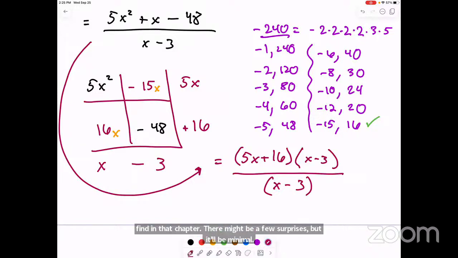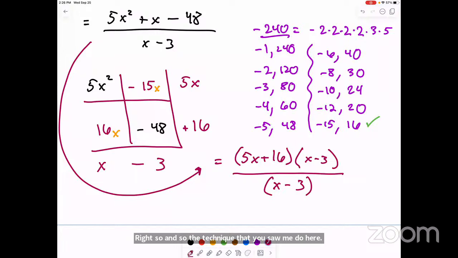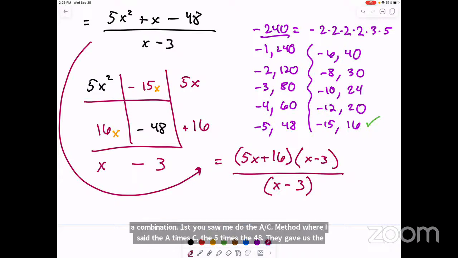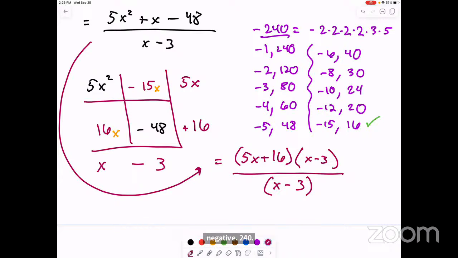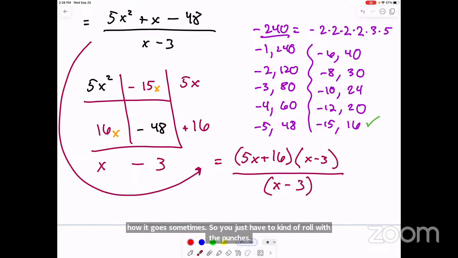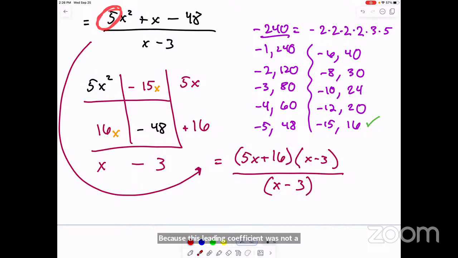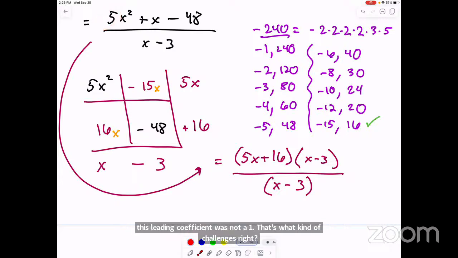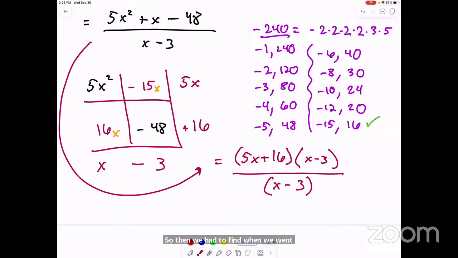So the technique that you saw me do here is a combination. First, you saw me do the AC method, where I said the A times the C, the 5 times the 48, that gave us the -240. I know it was a large number, but that's how it goes sometimes. You just have to roll with the punches. Because this leading coefficient was not a 1, that made it a little challenging. So we went through all the factors of 240, and we stopped at the one that added up to a +1.